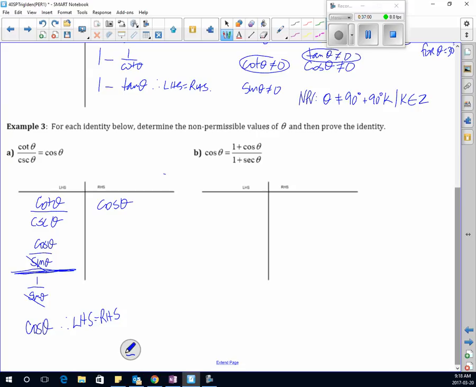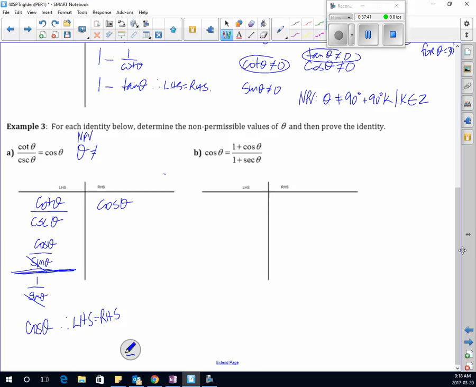Okay, and then it also asks for the non-permissibles. So, theta cannot equal what? A lot of the times the proofs say, prove the identity is true for all permissible values of theta, which means then you don't have to actually find the non-permissible values. Okay, so does everybody see? It's where sine theta is 0, right? So where's that? Because I'm actually rewriting it, it's where cosecant theta equals 0 too.